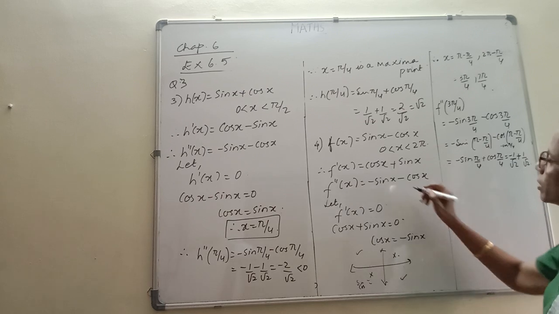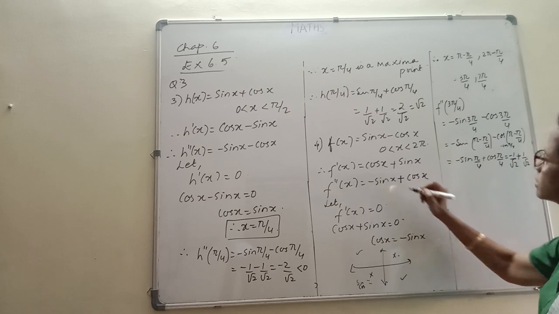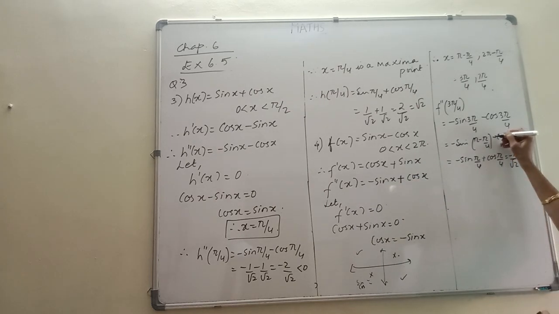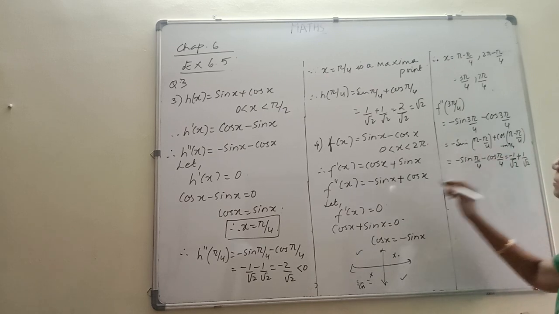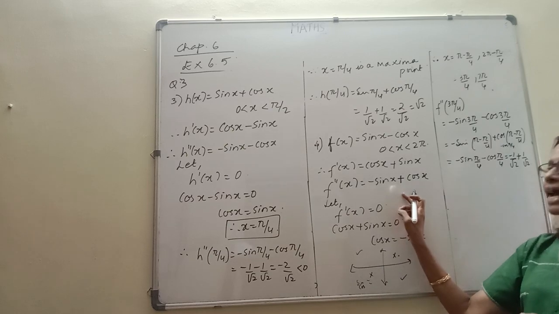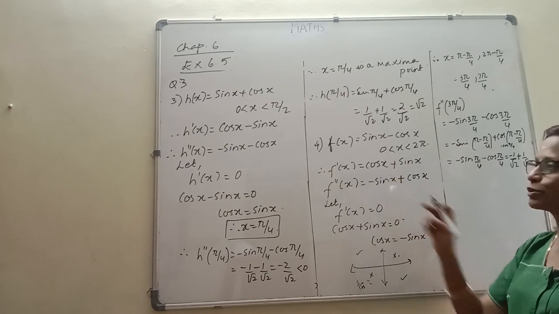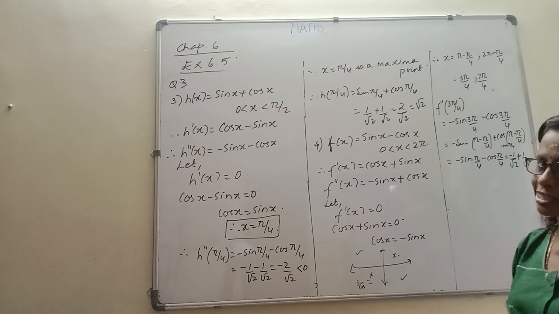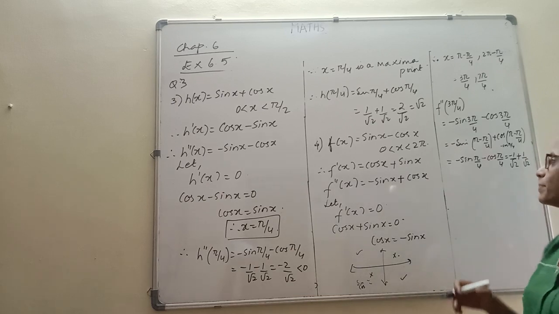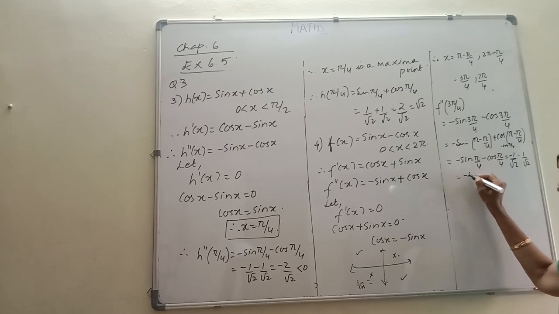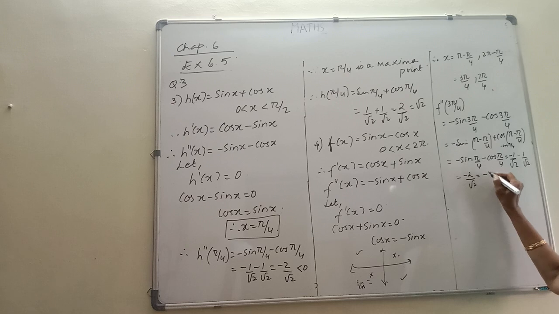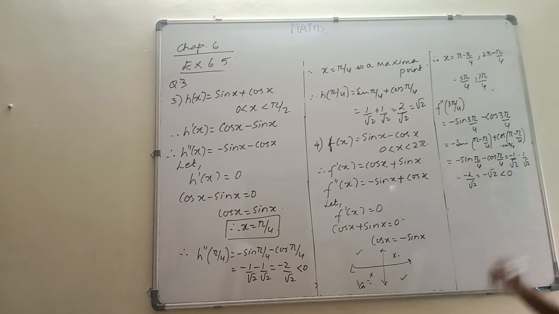Oh, I made a small error here. This is plus cos. That's why I was wondering, why is this not coming out fine? So this is plus, and as a result, because of this minus, it will become minus. Please note this change. I accidentally wrote sine as minus cos. It's not minus cos, it's plus cos. And then so this also happens to be negative. That way you get minus 2 over root 2, which comes to negative root 2, which is less than 0.